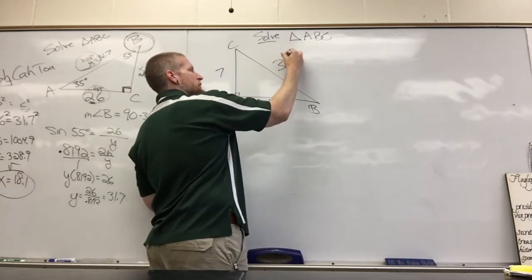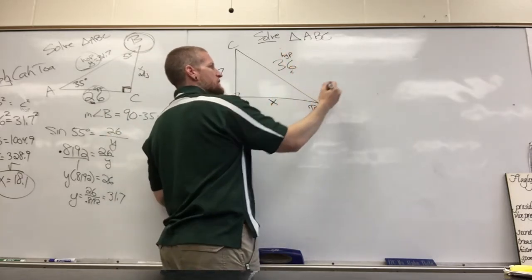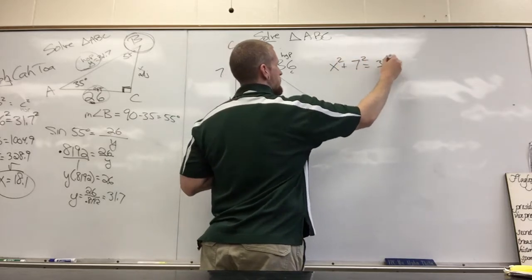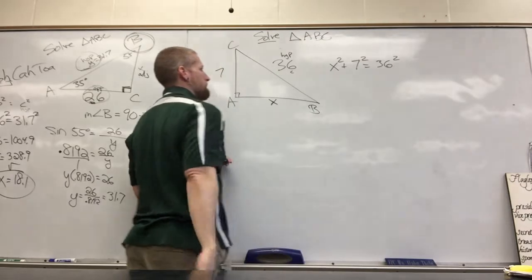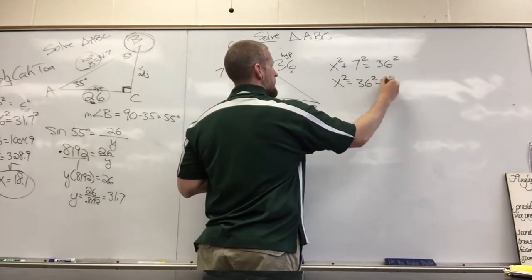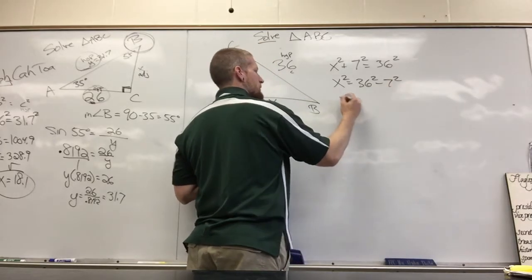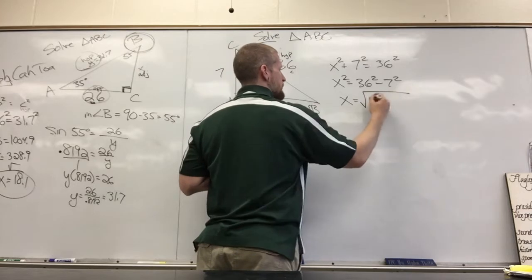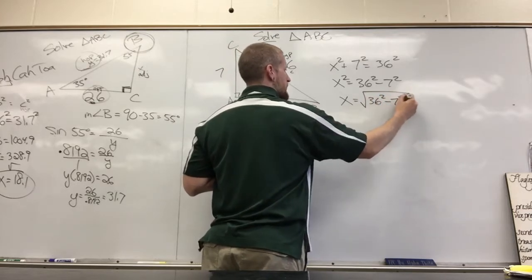So this is the hypotenuse. So this should be my C in terms of a squared plus b squared. 7 squared plus x squared equals 36 squared. So x squared is 36 squared minus 7 squared. I don't know what those are. What's 36 squared? So x is whatever the square root of all that is.